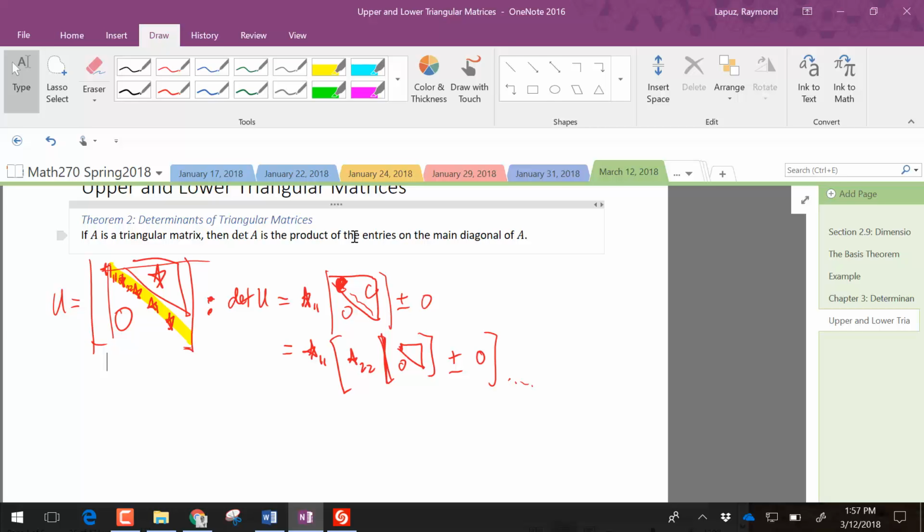Well, L, first of all, is unit L, which means there are ones in the diagonal. So that's just one. So you're really just looking at U.